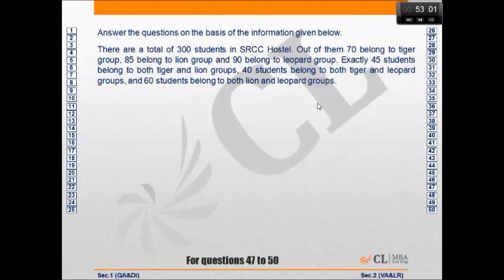Okay, there is a Venn diagram. Venn diagram is something which I am very comfortable with. It can be done. So let me start with the Venn diagram. Data is not huge. It's a small set of data. How many sets are there? Out of 70 belong to tiger, 85 belong to lion, 90 belong to leopard. So 3 sets only. Great. So I would like to start with the Venn diagram and then go back to the table.